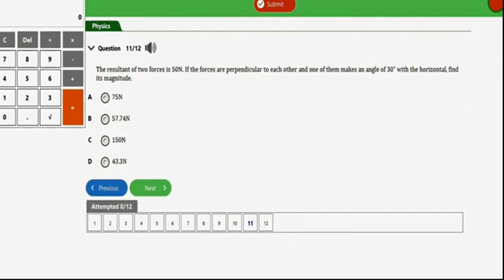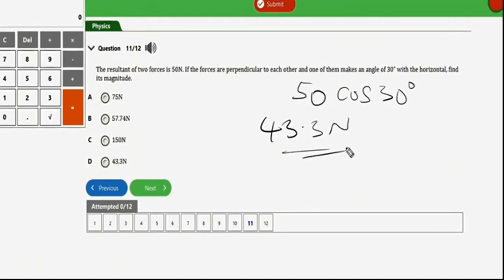So basically to solve this problem, we have the force with 50 Newton, so 50 cos 30 degrees. When you punch this on the calculator, we're going to have 43.3. So the correct option is option D, 43.3 Newton. That will be the answer to this question. Alright, so let's wipe this now and solve the last repeated question.